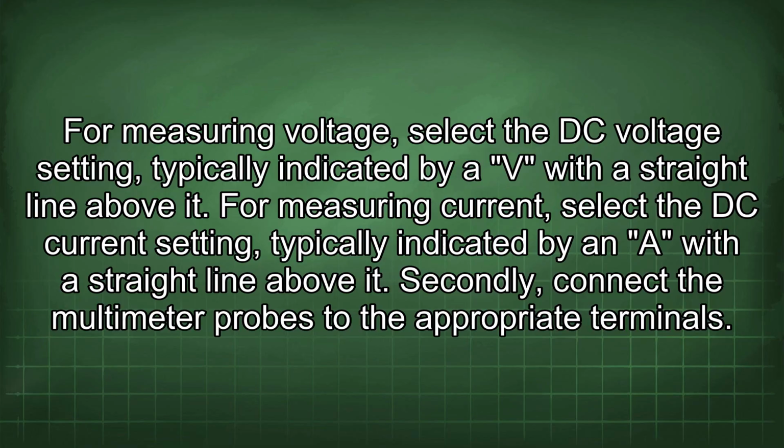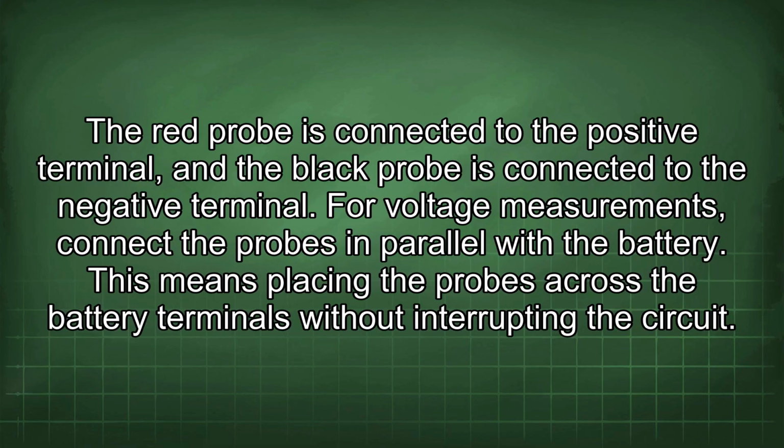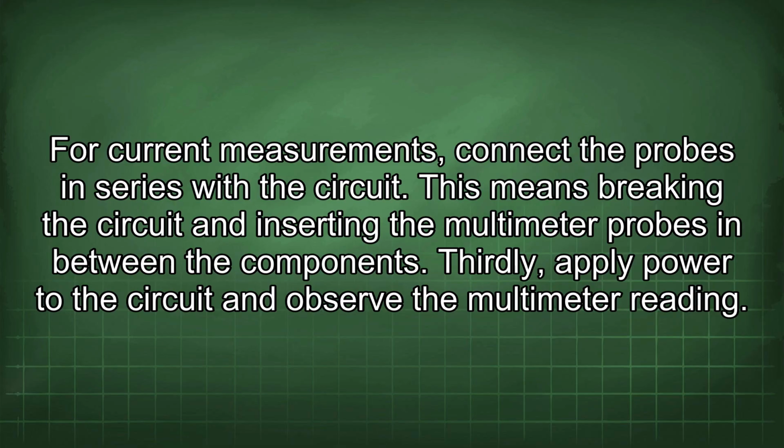Secondly, connect the multimeter probes to the appropriate terminals. The red probe is connected to the positive terminal and the black probe is connected to the negative terminal. For voltage measurements, connect the probes in parallel with the battery. This means placing the probes across the battery terminals without interrupting the circuit. For current measurements, connect the probes in series with the circuit. This means breaking the circuit and inserting the multimeter probes in between the components.